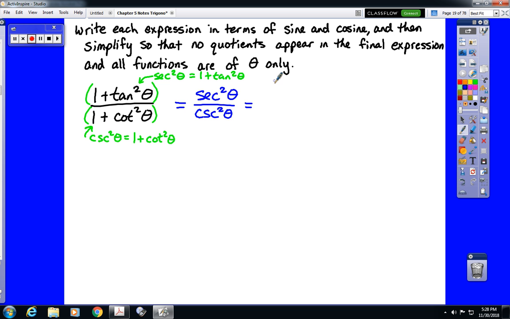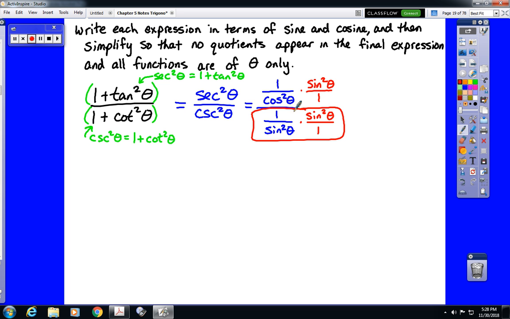Then we should turn everything into sine and cosine. I'm not going to write that again because we should know that secant is 1 over cosine by now. We've done about 10 examples. And we should know that cosecant is 1 over sine. What does that tell us? Well, that means we need to multiply by the reciprocal of the denominator, which would be sine squared over 1, or sine squared. Again, the whole purpose of that is to cancel the entire denominator. That would give us sine squared over cosine squared.